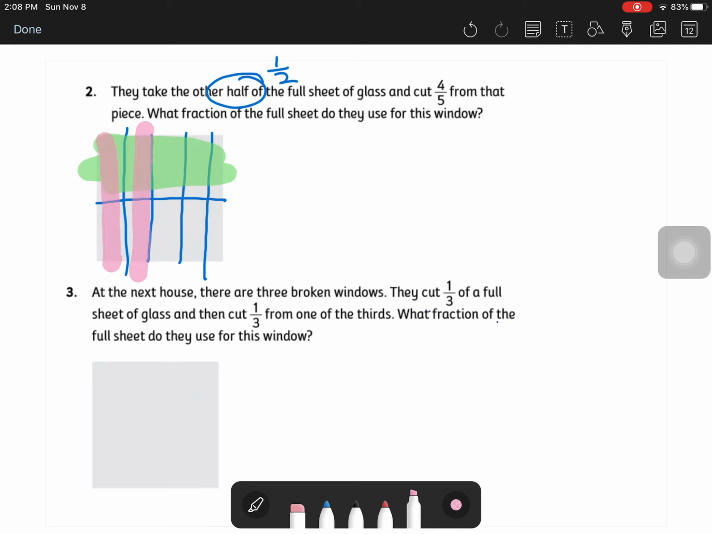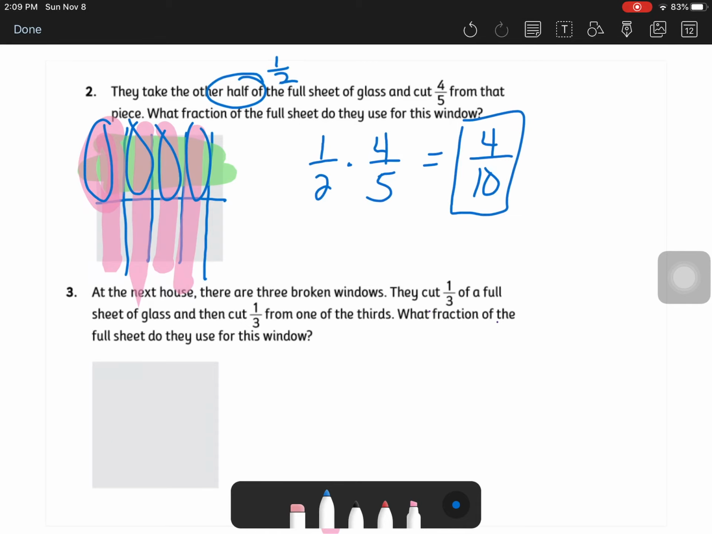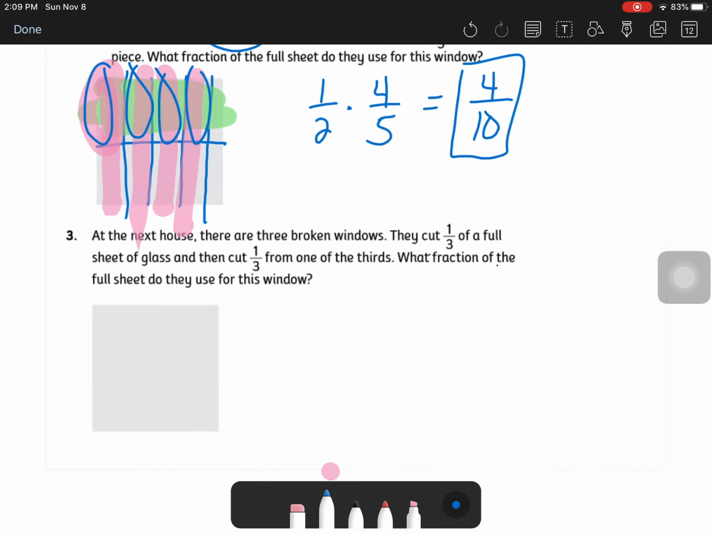So we've got 1, 2, 3, 4, and then I can see that my overlapping pieces here are this one, this one, this one, and this one. So there's 4 that overlap, and there's going to be a total of 8, or let's see, no, there's actually a total of 10, because there's 5 on top, 5 on the bottom. So I get 4 out of 10, but that would be the same as 1/2 times 4/5, which would be 4/10 for my answer.